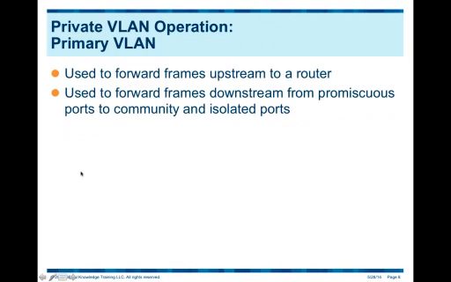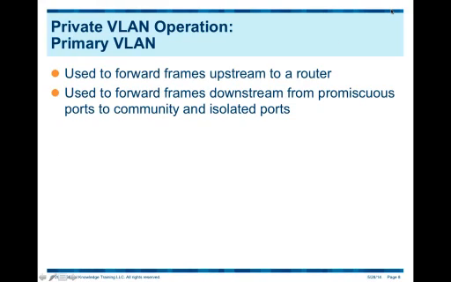If we look at some of the private VLAN operation with the primary VLAN, your primary VLAN is actually used to forward frames upstream to the router, right? So through that promiscuous port, the primary VLAN is used to access the router. So again, when we look at the configuration of this, you would configure a VLAN, and then you would make that the private VLAN primary. The other VLANs you would make private VLAN secondary, then determine if those secondary VLANs would be considered isolated or community.